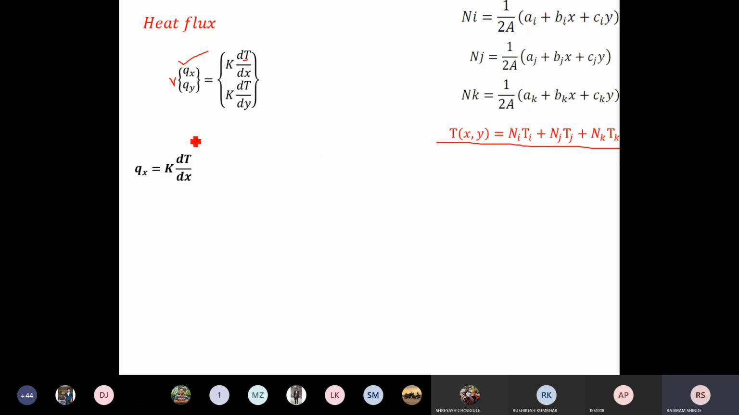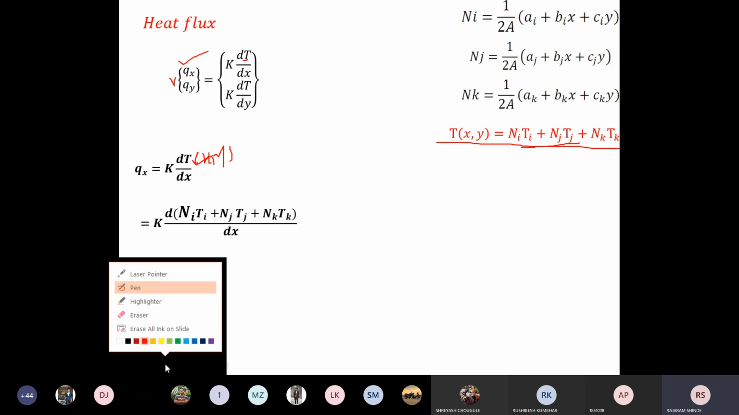So your qx, that is k dt by dx, this equation becomes k into d by dx of (ni ti plus nj tj plus nk tk). Okay, I have just replaced this t by this one, because this t is a function of x and y. Now this t I have replaced by this equation: ni ti plus nj tj plus nk tk. Okay, after that I will put the values of ni ti, nj tj, nk tk.